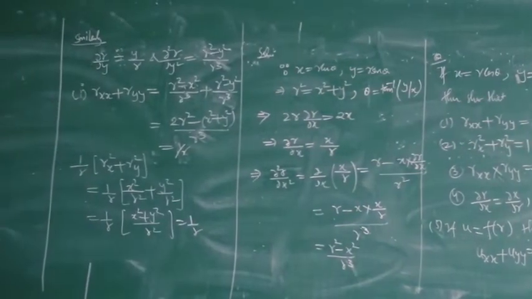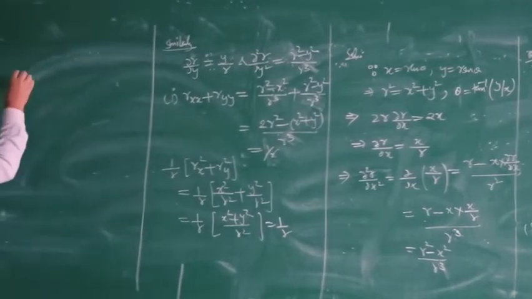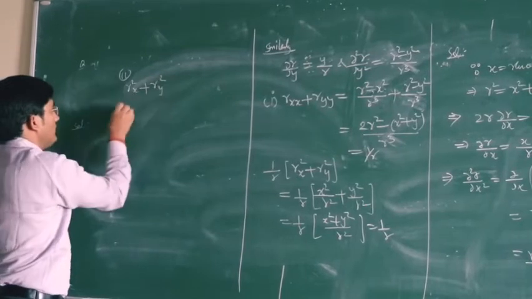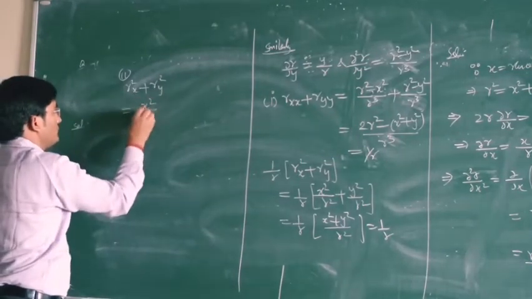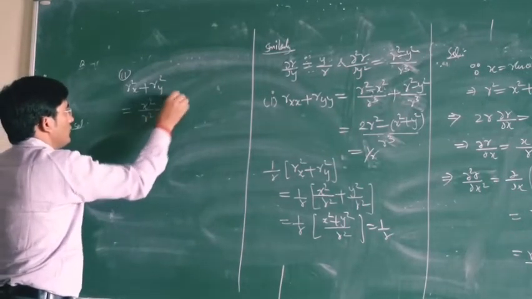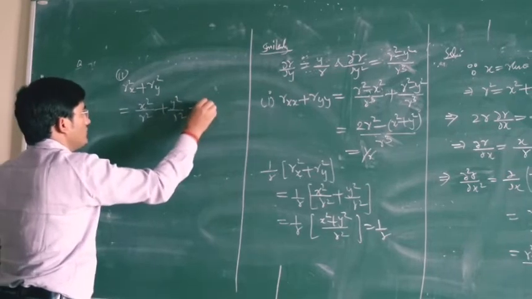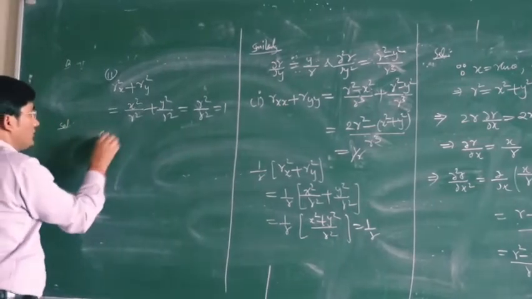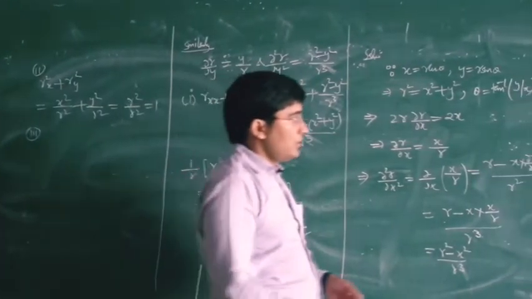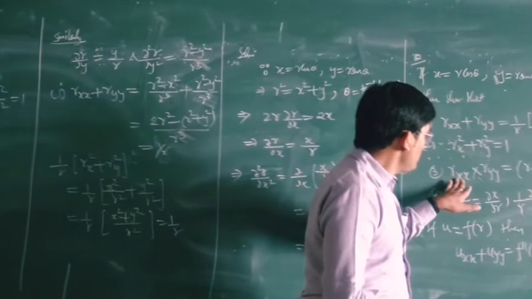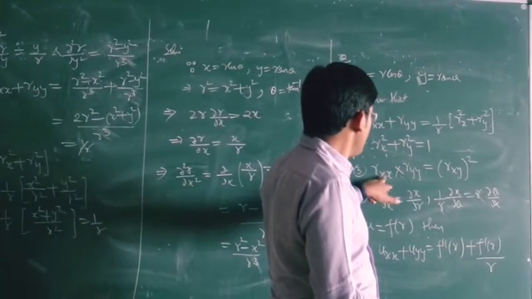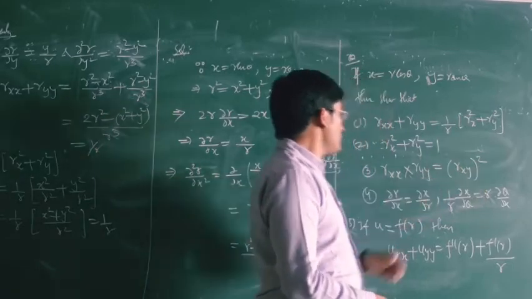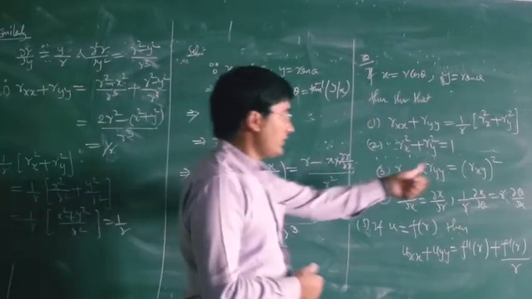Then the second part. For the second part, our rx square plus ry square will be x square upon r square plus y square upon r square. So this is r square upon r square, which is equal to 1. Now the third part. For the third part, we have to find out the value of rxx into ryy, and we have to prove that this is equal to rxy whole square. So let us compute rxy.